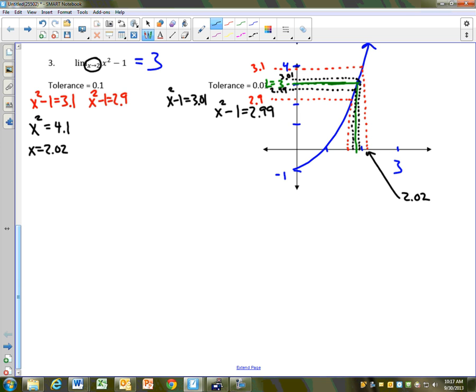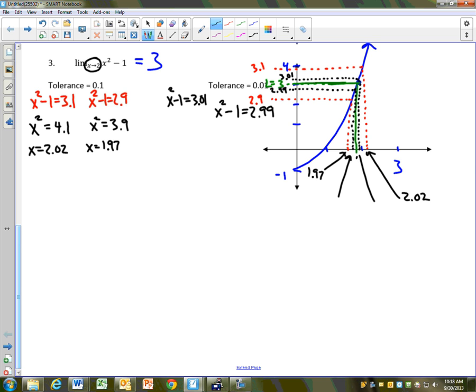2.02. It's not exactly 2.02, is it? Okay, so you can estimate to the nearest 100th or 1000th if you would like, but for sure at least the 100th for these. Then I have x squared is equal to 3.9. I square root both sides and I get approximately 1.97. And that's going to be this spot right here, 1.97.